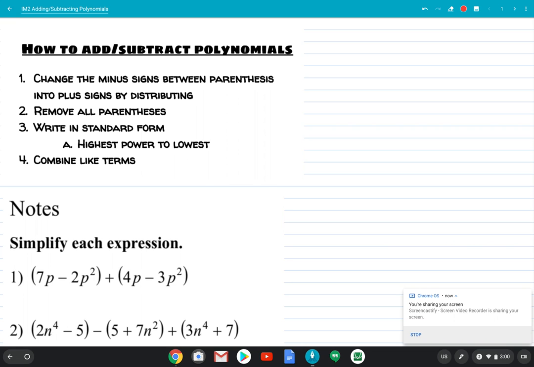Today, we're going to discuss how to add and subtract polynomials. A polynomial: poly means many, nomials means numbers. So what we're going to be doing is adding and subtracting many numbers with variables and exponents. We're just going to follow the rules of mathematics.